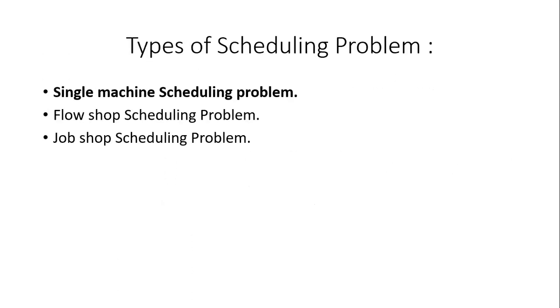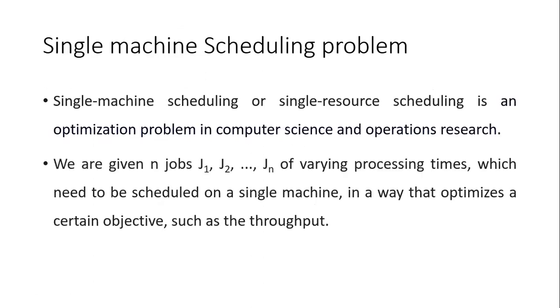What are the different kinds of scheduling problems in the existing literature? They are classified into three types: single machine scheduling problem, flow shop scheduling problem, and job shop scheduling problem. In this lecture, I'm going to focus on the single machine scheduling problem with a sample tutorial. So let us briefly go through all three kinds of scheduling problem, one after the other.